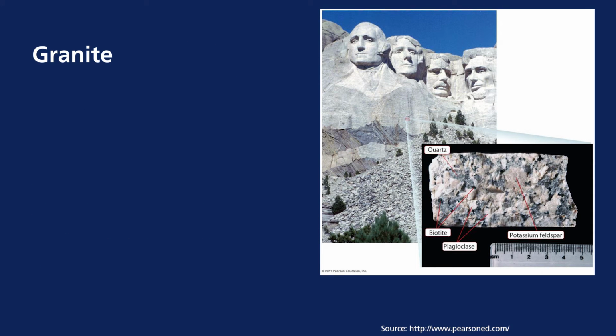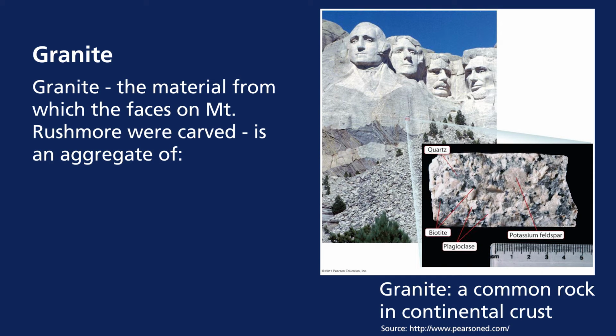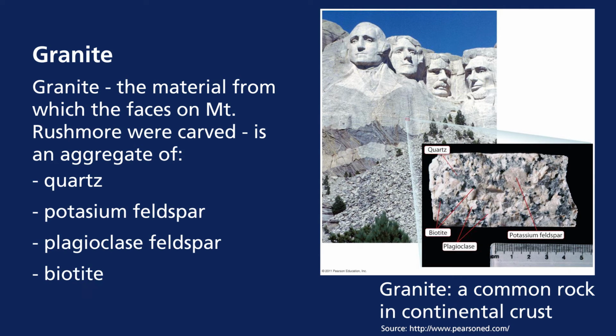Another form of rock being formed by quartz is granite. Here you see the Mount Rushmore carvings of granite. Granite is an aggregate. I'll talk about different types of rocks, but it is an aggregate of different minerals, namely quartz, potassium feldspar, which we'll be talking about in the next slide, plagioclase feldspar, and biotite.